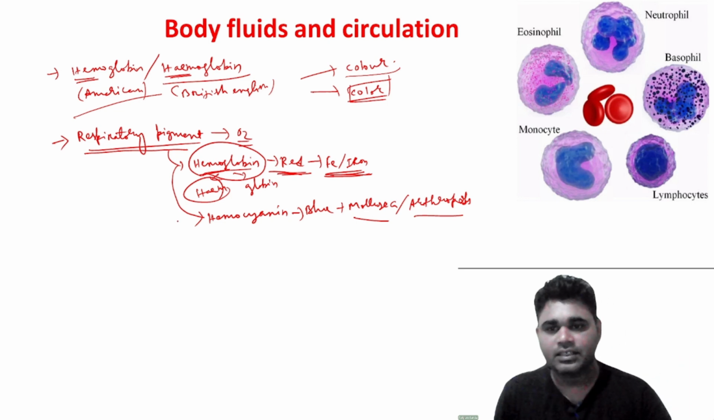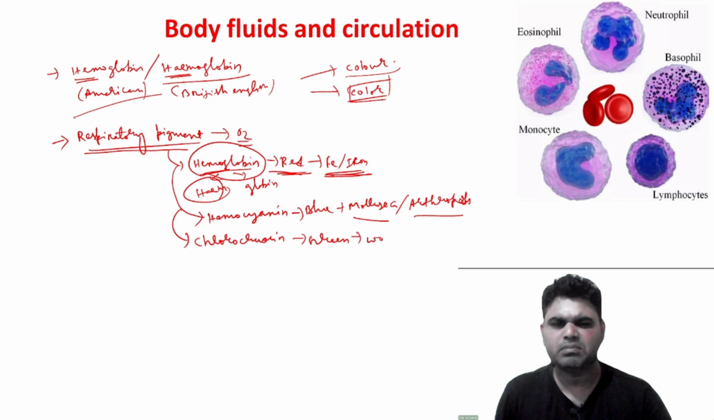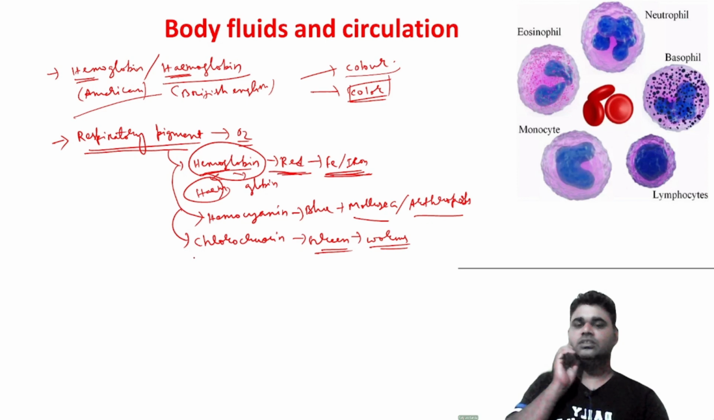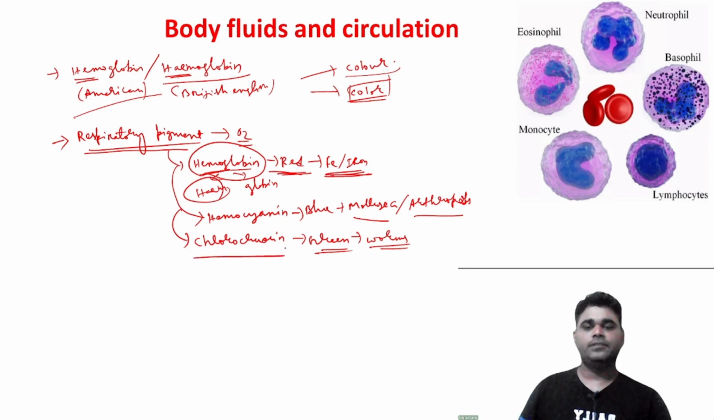Like that, another respiratory pigment is also present, called chlorocruorin, and here the color is green, and it is present in many worms. So, here the color is green because of this chlorocruorin.